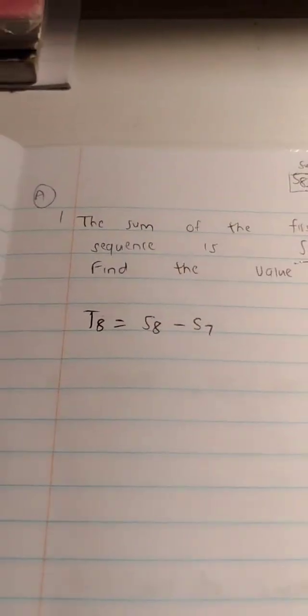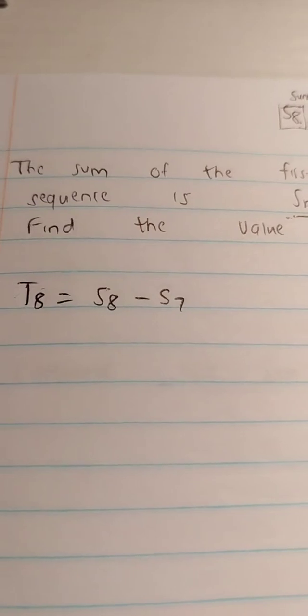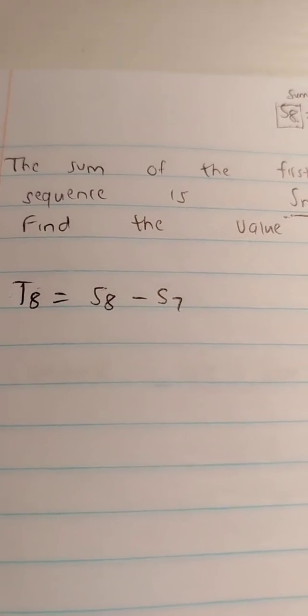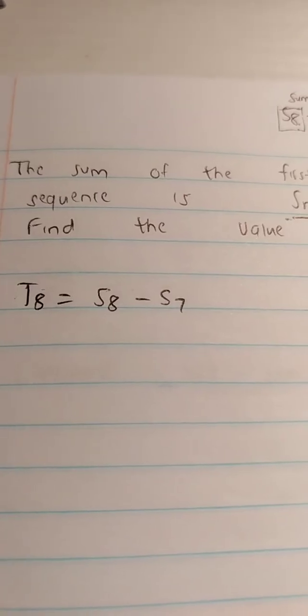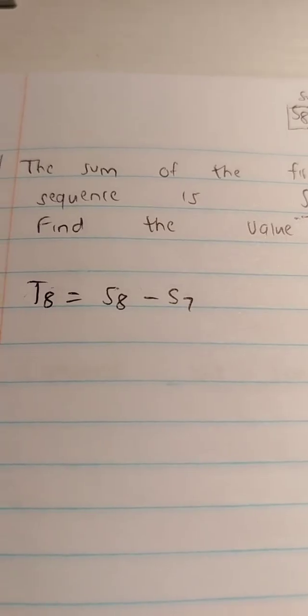Okay. Yeah. So here's the deal. To get the 8th term, we take the sum of the first 8 terms and we subtract the sum of the first 7 terms. That's how we get the 8th term. The sum of the first 8 terms minus the sum of the first 7 terms.